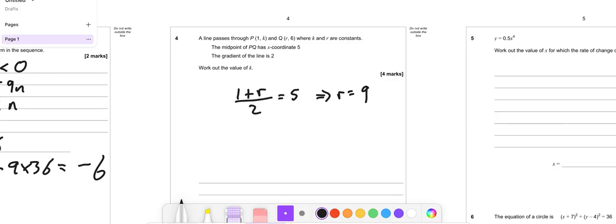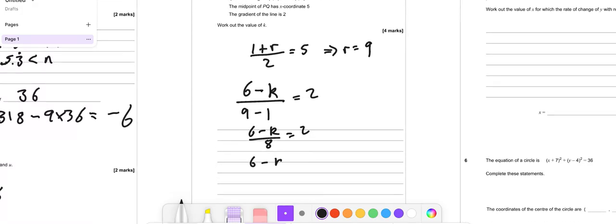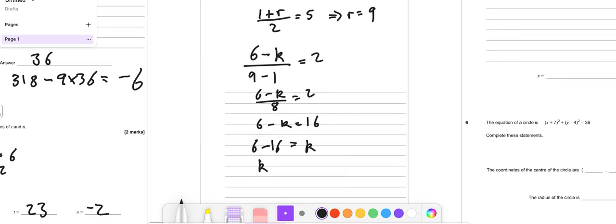So we've now got the gradient, so the rise is 6 minus k over the run, which is 9 minus 1, has got to equal 2. This is 8, so 6 minus k over 8 has got to equal 2. So 6 minus k is going to equal 16. Take k over the other side. 6 minus 16. So k has got to equal minus 10.